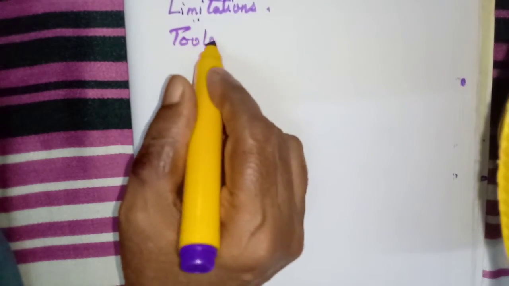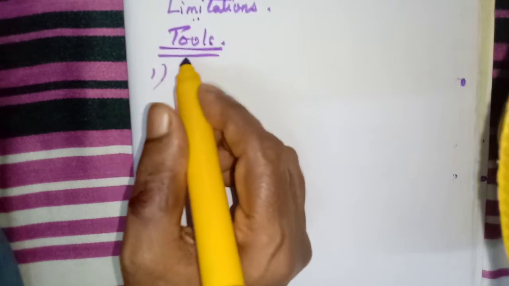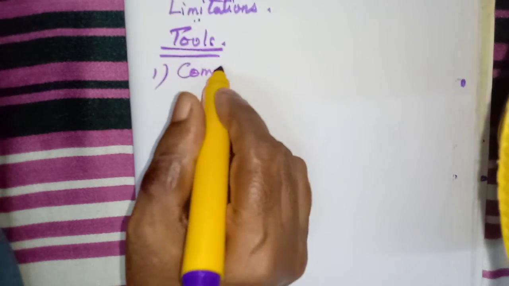Now we will learn the tools of financial statement analysis. First one is the comparative statement.